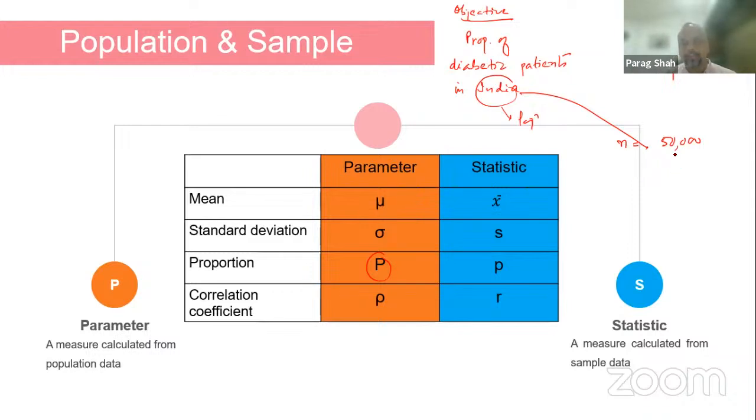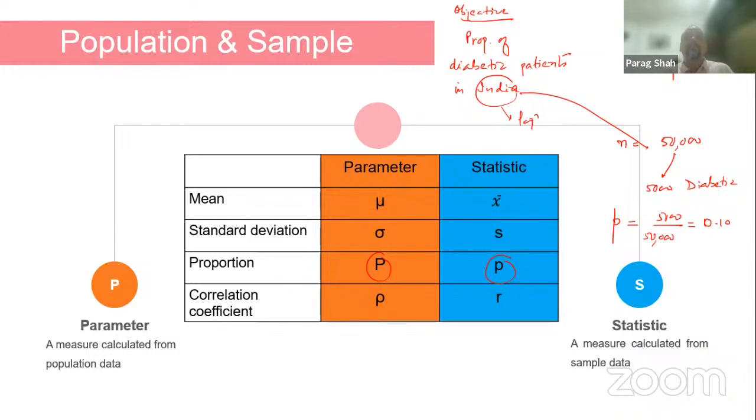Suppose out of these 50,000, 5,000 were diabetic. So what becomes the proportion? 5,000 upon 50,000. How much does it come to? 10 percent, so 0.10. Which is this value? This is a proportion. Proportion of what? Of a sample. So what is the notation for that? Small p. So we get the answer that it is 10 percent.